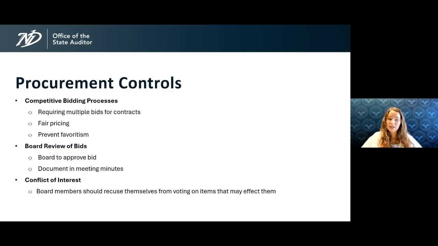And then here I mentioned again the conflict of interest: board members should recuse themselves from voting on any items that may affect them. Again, an example is a city council member being related to someone who owns the business, or profiting somehow from that business. They should recuse themselves from voting on it. You can still use those companies, but you just have to be careful with how you go about it.